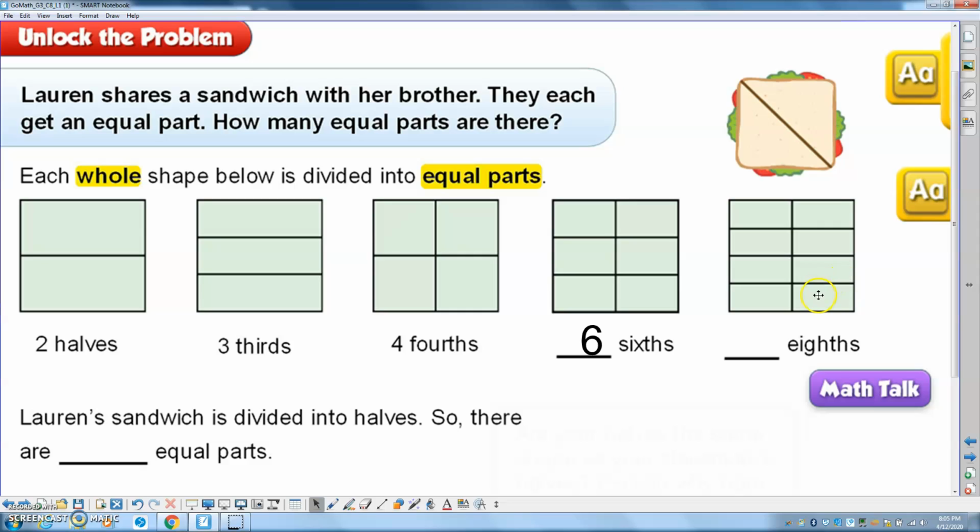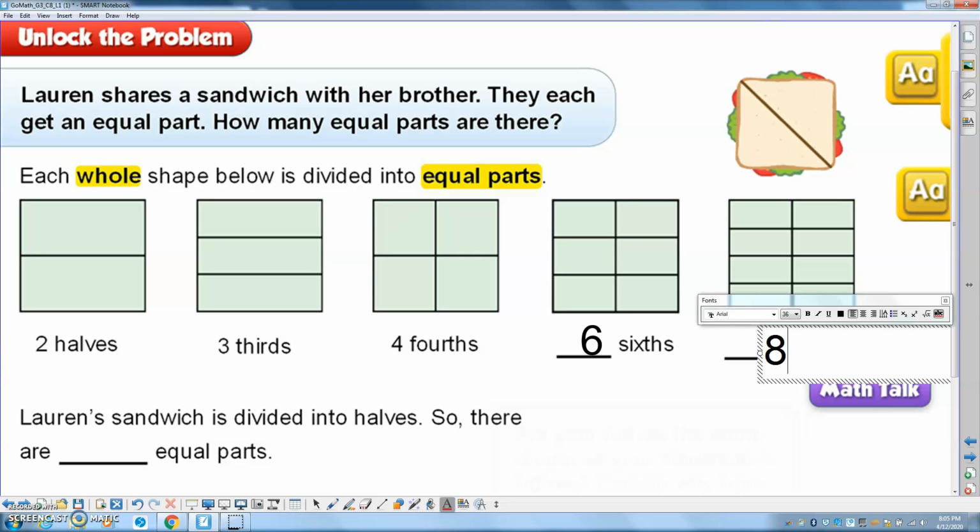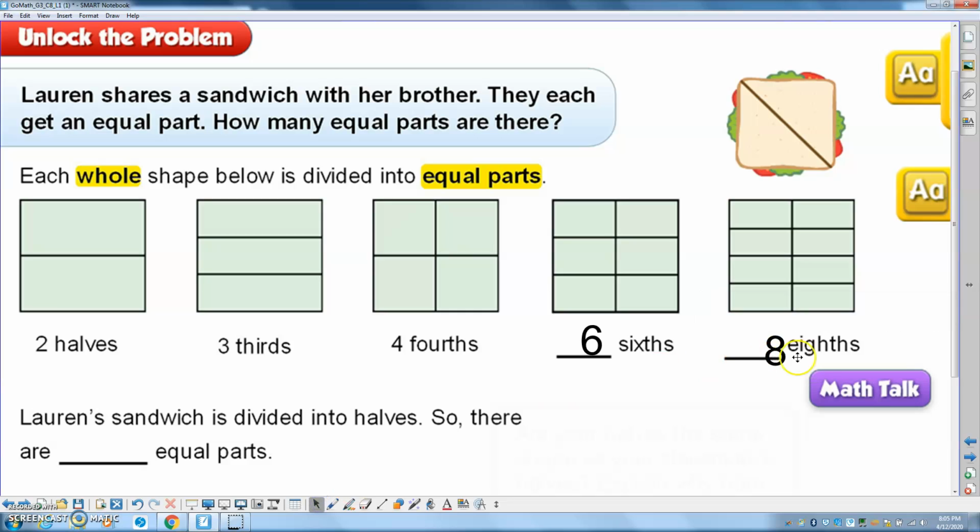Over here, we have 1, 2, 3, 4, 5, 6, 7, 8. 8 equal pieces, 8 equal parts to make up our whole. So there are, let me get my type tool back up, 8 eighths. Let's put that in there. 8 equal parts to make up this whole. Each part is called an eighth. So we have 8 eighths.